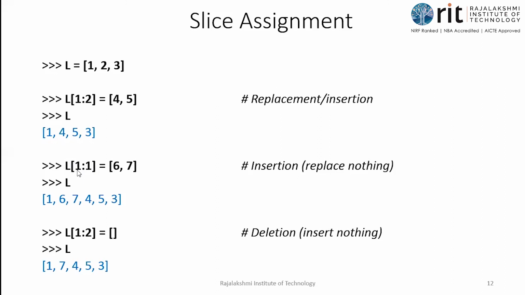On the left hand side, you have 1:1, which means you're going to start from index location 1. That's the meaning. At index location 1, you're going to insert the two values, and that is called replace nothing and insert. So as it starts from 1, you're going to go over the index location 1 and then insert. The first element is already at the 0 index location. You're going to insert 6 and 7 and then continue with the rest of the elements in the list. So the answer will be 1, 6, 7, 4, 5, 3.